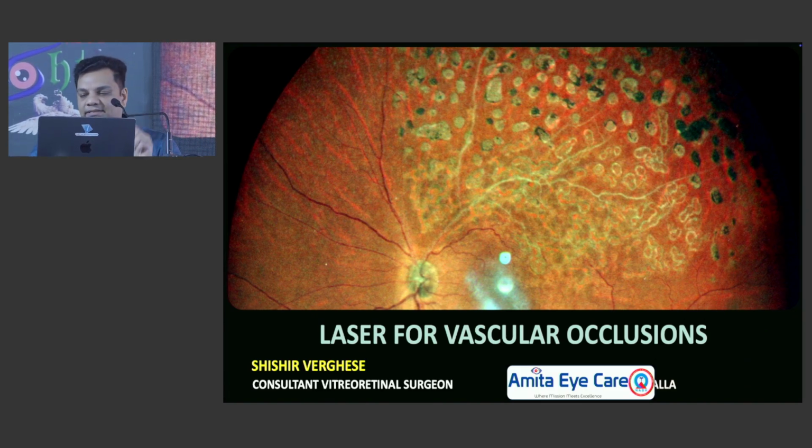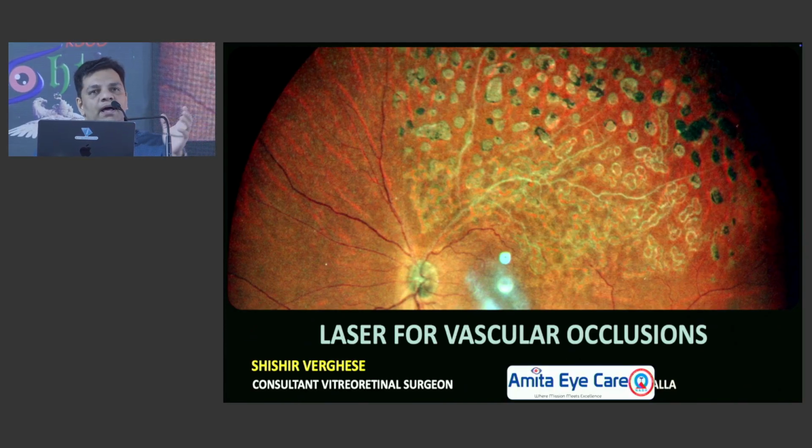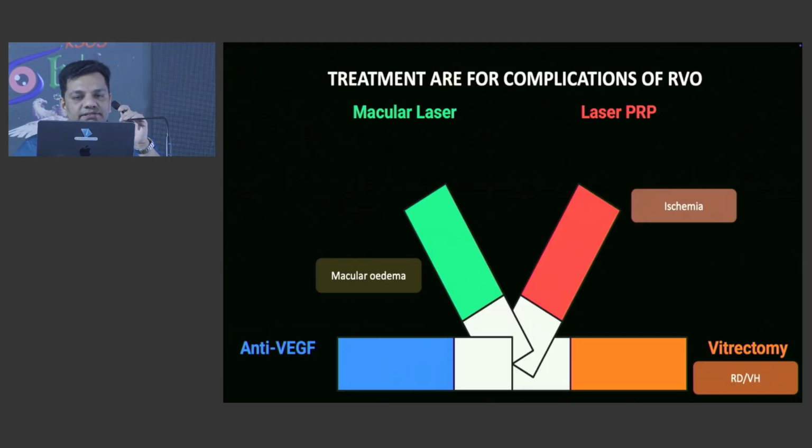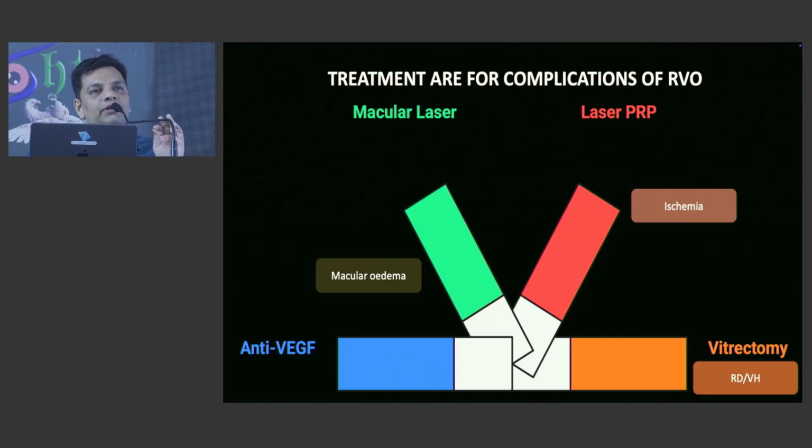So let's talk about laser for vascular occlusions. Not much is written in textbooks about how to laser these vein occlusions. No financial interest. When a patient comes with vein occlusion, you cannot reverse it. The vein occlusion won't go. But the treatment is for the complications of the vein occlusion, which are macular edema, ischemia, or when the patient presents with RD or vitreous hemorrhage.